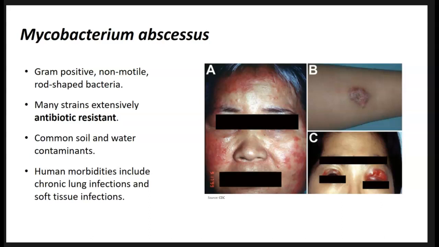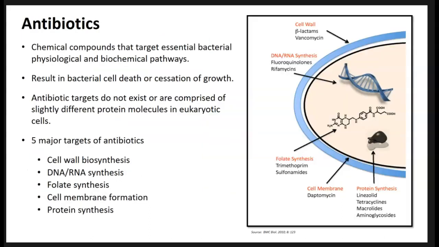M. abscessus is common in soil and water contaminants, and it causes a number of human infections, including chronic lung infections and soft tissue infections that are shown in these images here from the CDC. So antibiotics are chemicals, drugs that we use to treat infections caused by bacteria. Antibiotics stop these infections by preventing bacteria from growing or causing those bacteria to die.